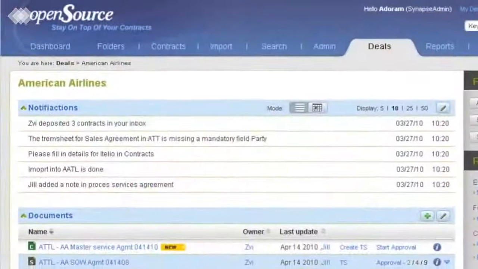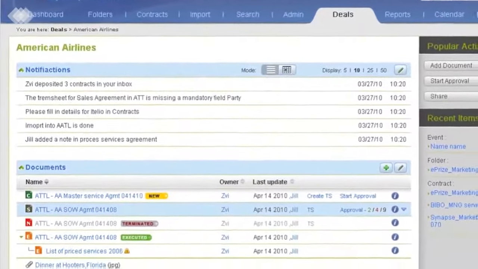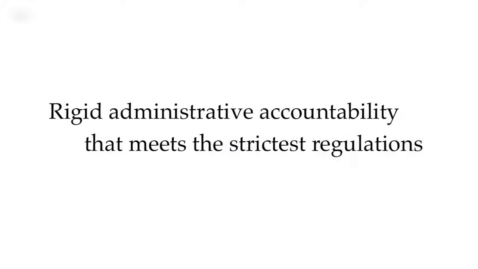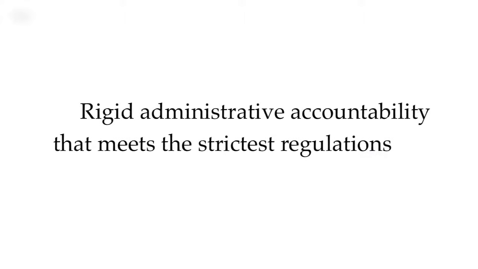With Open Source, you identify the key stakeholders who can share and collaborate on each contract, even those outside the organization. Each time a contract file is accessed, Open Source's reporting feature records an audit trail that reveals who's looking at it and when, providing rigid administrative accountability that meets the strictest of federal, state, or industry regulations.